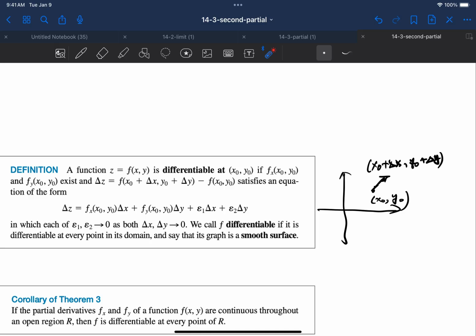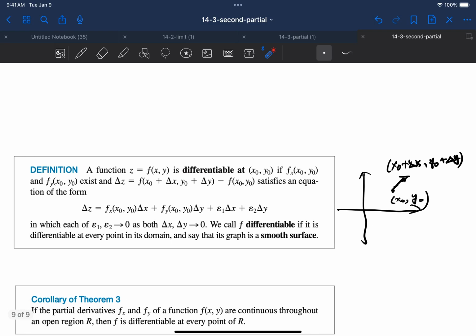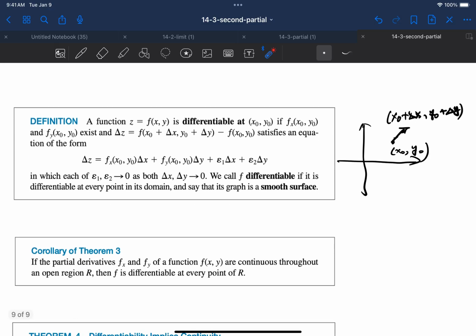So typically when we think of this kind of problem, imagine a mountain surface, and when you move from one point to the other point, small enough, then the change can be approximated by this quantity, because if this is differentiable, these terms are very small. So this can be used for estimation purposes.